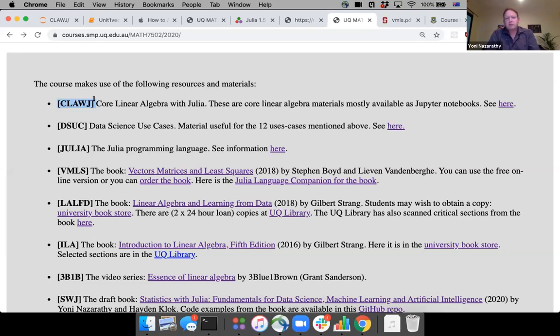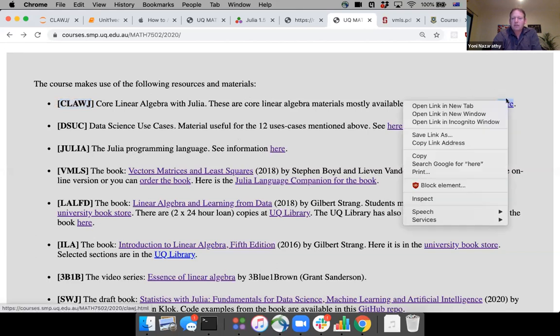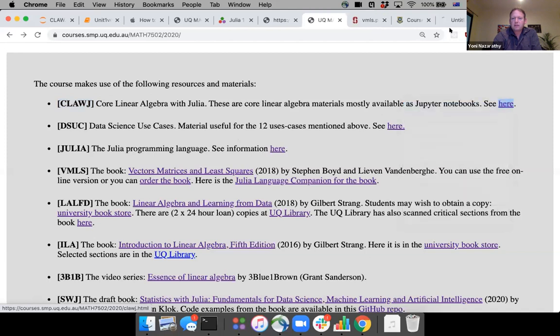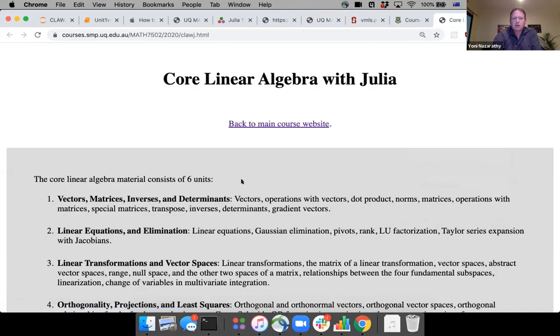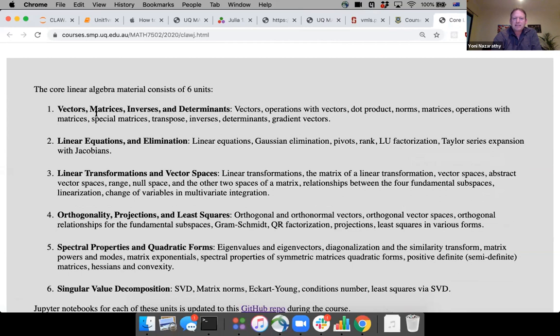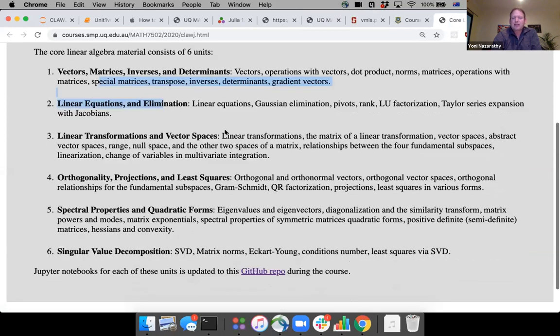Some of them are books, some of them are videos, some of them are software, some of them are websites that I've kind of created for this. So a core resource is Core Linear Algebra with Julia, which is Clouj. If you go to this URL, just this link, that's Core Linear Algebra with Julia. This is basically the linear algebra that you're going to study for this course.